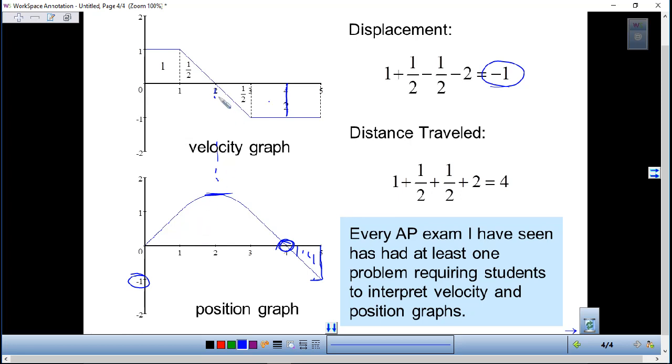And you may even have to go from here and figure out what this looks like, or the other way around. Remember, the velocity graph is nothing more than the slope of the position graph, so you can plot those slopes at any time. In the same case, if you have the velocity graph and you know where it starts, then you can use this as slope. Start off at a point, and use this as the slope to build your graph here.